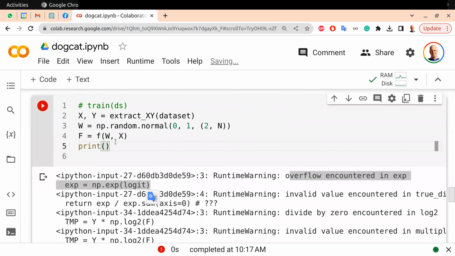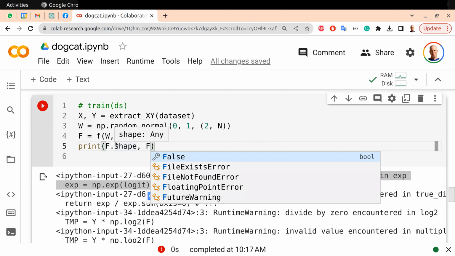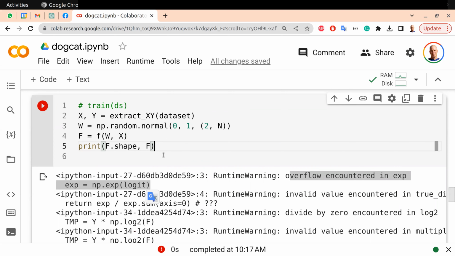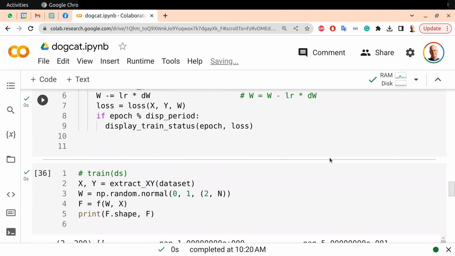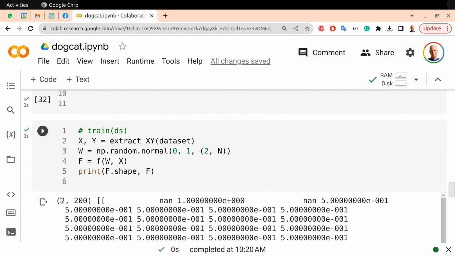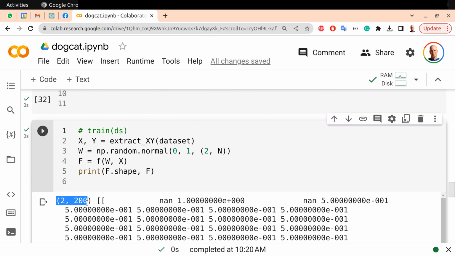Let's print F shape. You remember what shape means? No. Shape is the dimension of the matrix. Okay. I want to see if the dimensions are correct. And let's print F itself. Let's see what happened. And I put the train in a comment, so I'm actually running something much simpler. Wow, what happened? Well, it's kind of big, but first, the dimension is 2 by 200. Does that make sense?